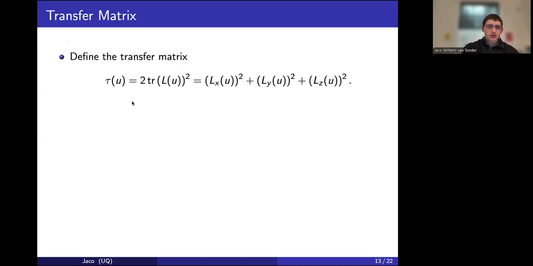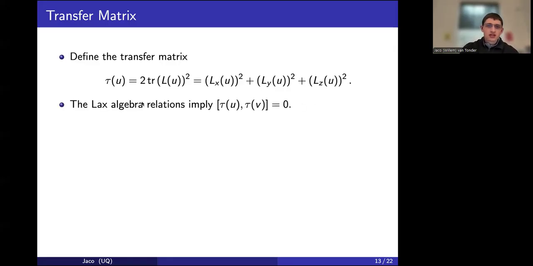And then lastly, we get to the transfer matrix, which will just be the trace of the square of our Lax matrix. And it takes this nice form where it's just the square sum of the generators.